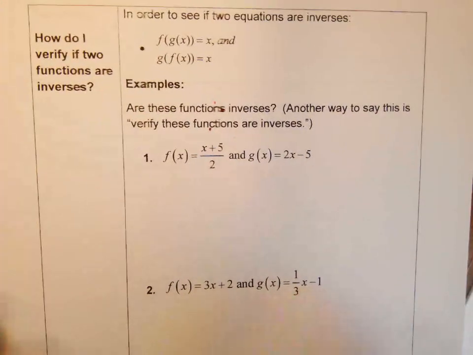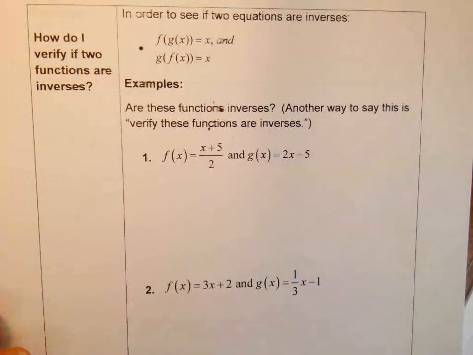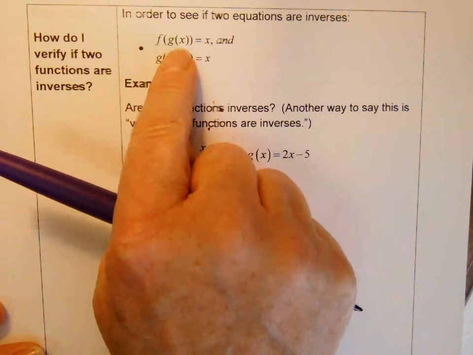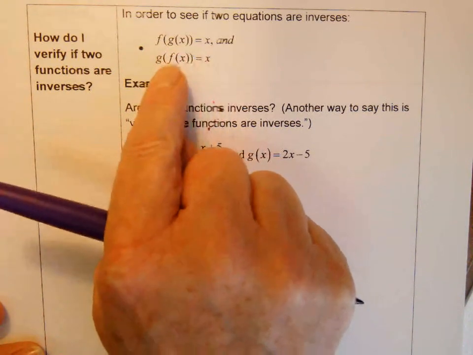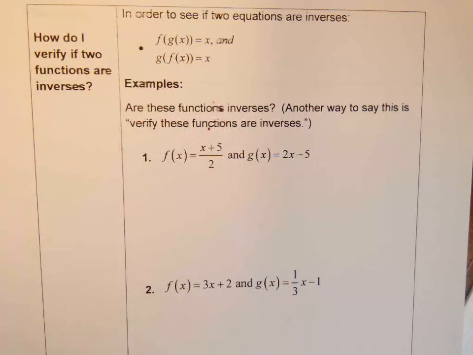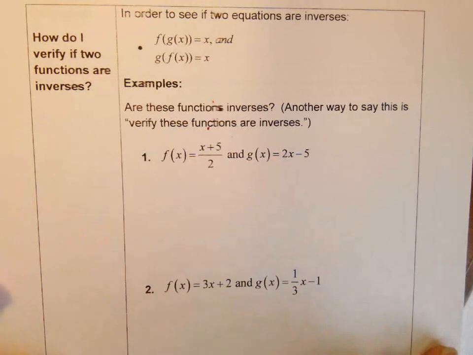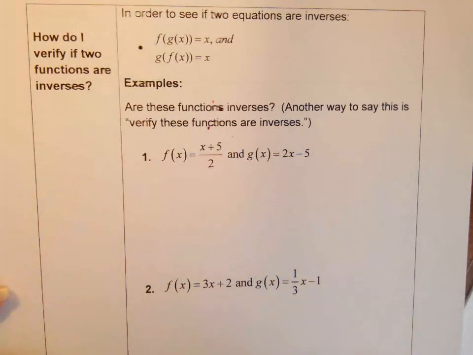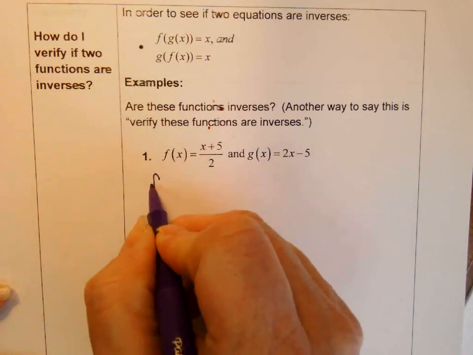All right, so how can we verify whether two equations are inverses of each other? Okay, so verify these functions are inverses. It's going to take us back to a concept we did when we did compositions of functions. We're going to do f of g of x, and that has to equal x. And then we're going to do g of f of x, and that has to equal x. You have to check both. Unless the first one doesn't work, then you're off the hook. So let's start with the first one.